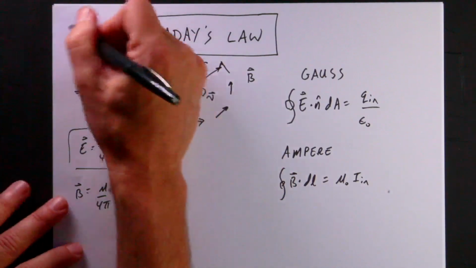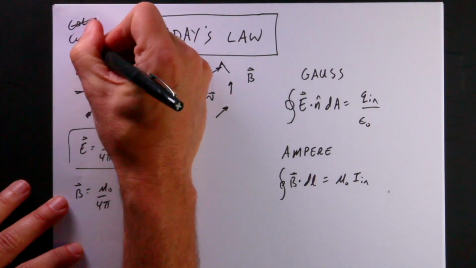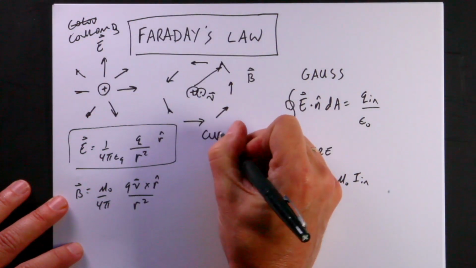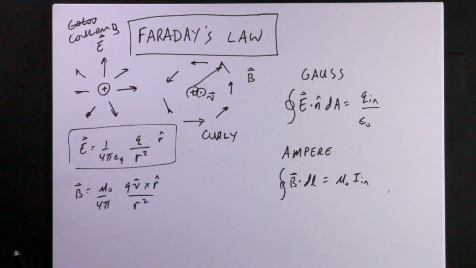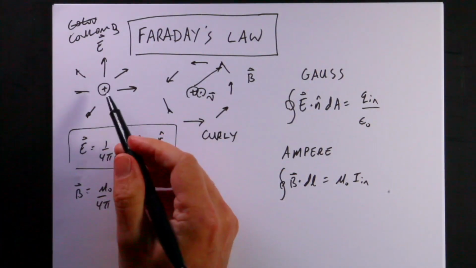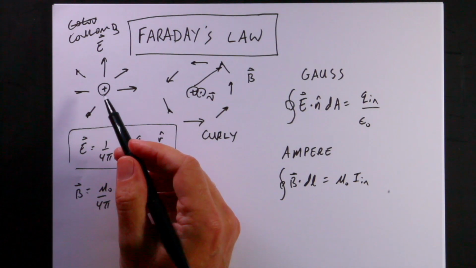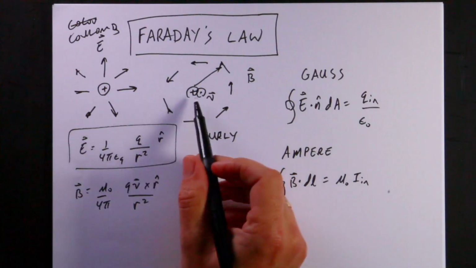And so let's call this one Coulomb. Oops, I spelled it wrong. And let's call this curly. So that's a curly field, and that's a Coulomb field. Now, can you make a Coulomb-like field with a magnet? No, you can't. Because in order to do that, you would need a single magnetic charge, a magnetic monopole, and we've never found those.